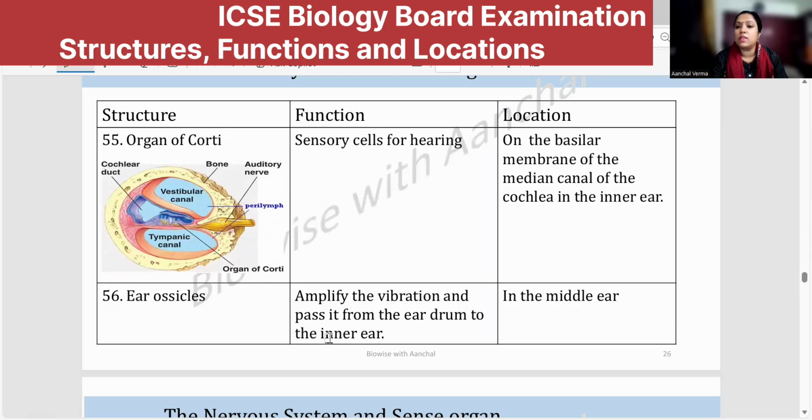Ear ossicles, that is, what are the three names? Mention the names in the comment box. Chalo fast. Let me see how much you know.